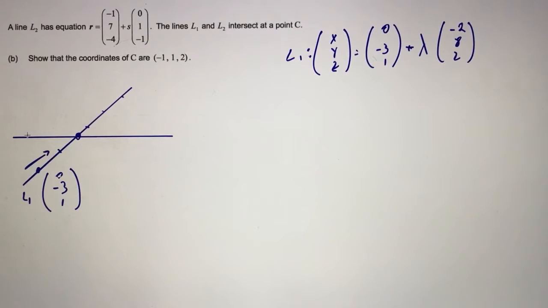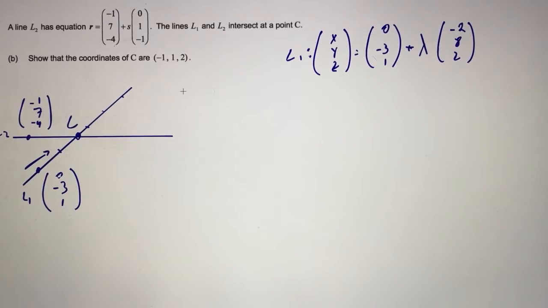My line L2 is this one, and it passes through a point -1, 7, -4, and depending on the value of s, it'll end up anywhere on this line, such that for some value of s, it's going to end up at my point C.